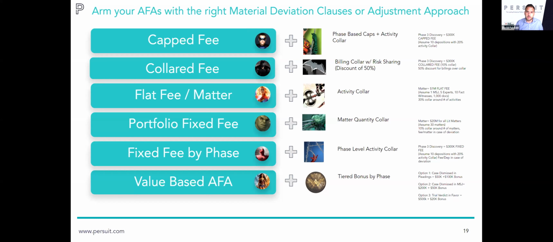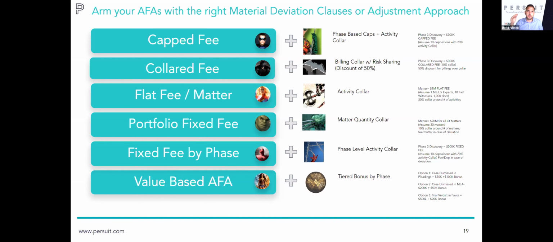So for instance, phase 3 discovery is going to be a $300,000 cap fee, but we're going to assume that there are 10 depositions within that phase with a 20% activity collar. If there end up being 13 or more depositions, then we'll adjust the cap upward. And if there are 8 or fewer depositions, 20% less than we assumed, we'll adjust the cap downward, because it's not fair if the scope changes significantly.